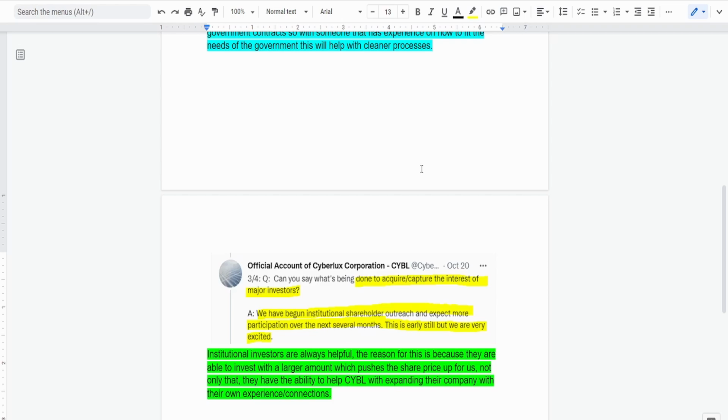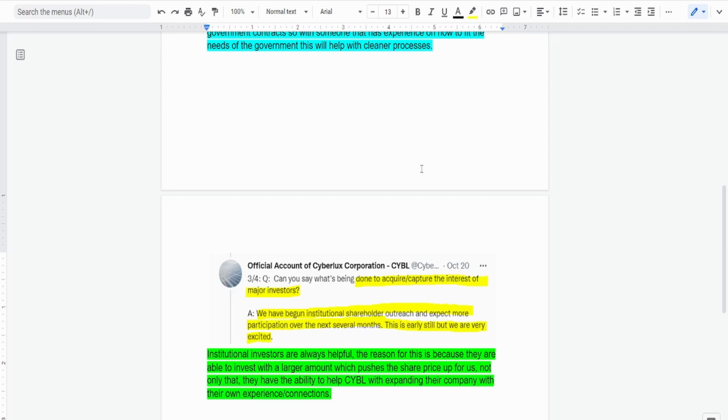So let's talk about the first thing, why being able to invest with a larger amount actually helps us. So I'm not saying that us retail investors aren't useful. We are obviously useful. We are, in a way, the reason why CYBL are in the position they are now. Obviously, they are helping us as well. So it's a two-way kind of thing.